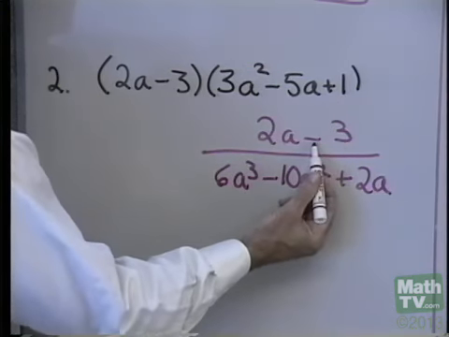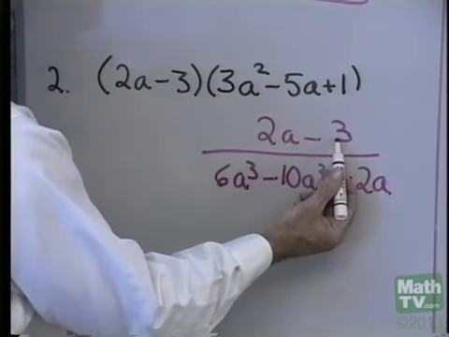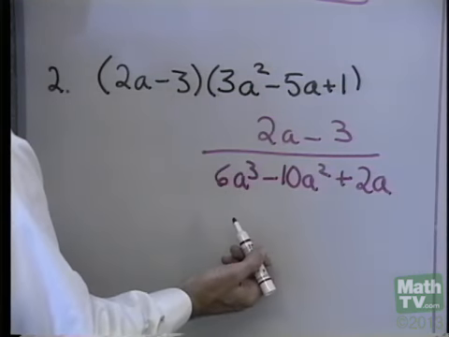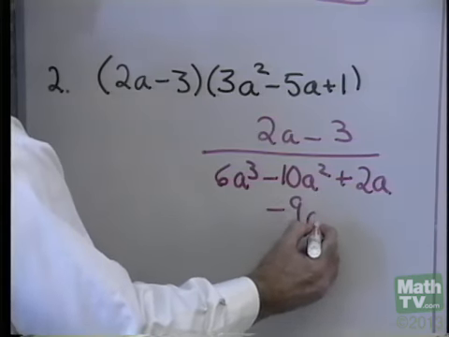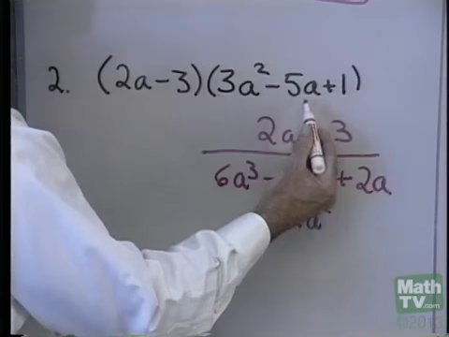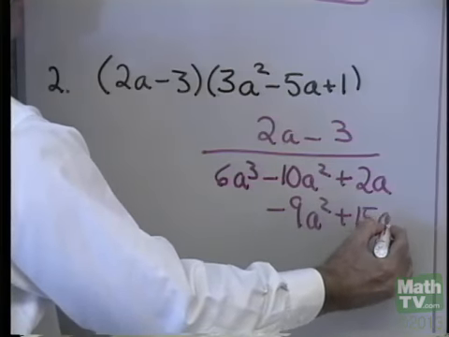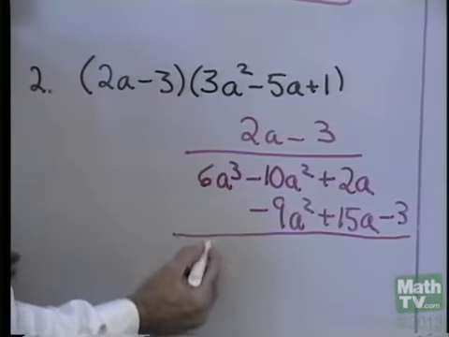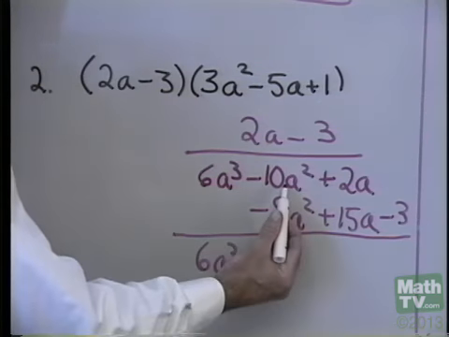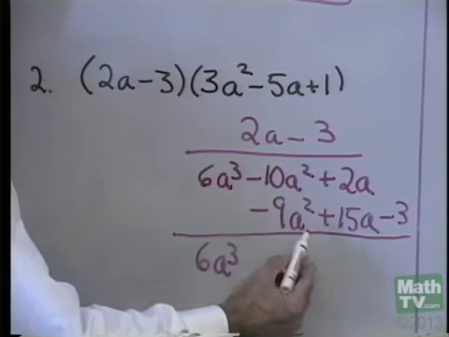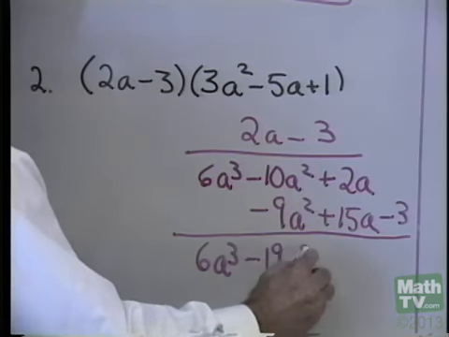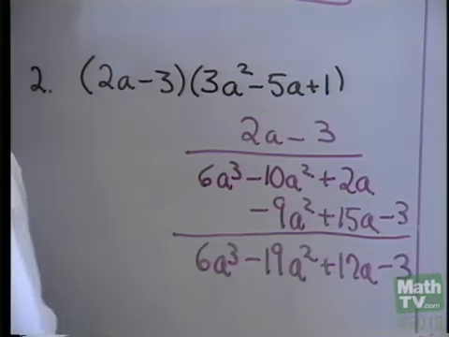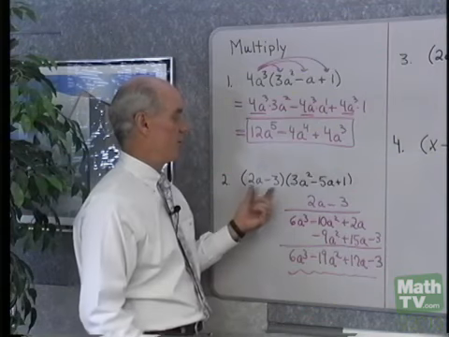Next I'll go to the 3 and I'll take the subtraction sign with it, thinking of this as plus a negative 3 times each of these three terms. Negative 3 times 3a squared will be negative 9a squared. I'll write that underneath the term it's similar to. Negative 3 times negative 5a, positive 15a. And negative 3 times 1, negative 3. So I've lined up similar terms. Now I'll simply add 6a cubed minus 10a squared plus another minus 9a squared will be minus 19a squared. 2a plus 15a, 17a minus 3. So here is the product of this binomial with this trinomial.